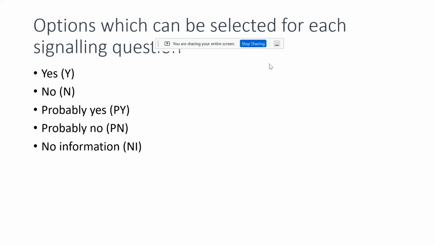We will answer probably yes when we don't know the answer for sure, but there is some evidence suggesting that the answer to the question is probably yes. Similarly, for probably no. The no information option is selected when we have insufficient information available in the report and it is not appropriate to give any of the above four options as the answer without the availability of that information.